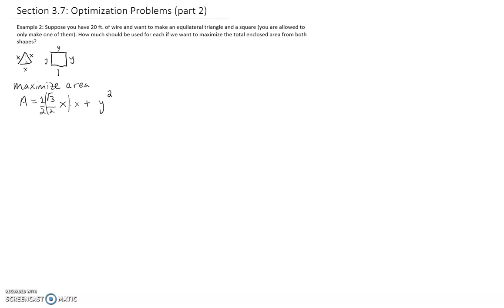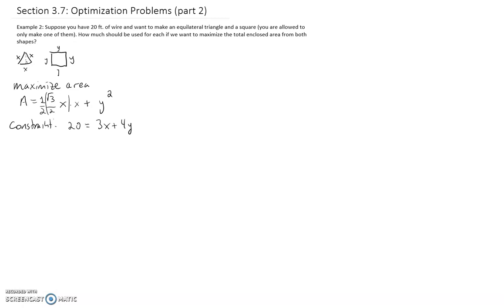Now, as we saw on the first video, we have two variables. We'd like to be able to only have one, so we introduce what our constraint would be. Our constraint equation is the fact that we only have 20 feet of wire available. So 20 feet will be able to make the shape of our triangle as well as the shape of our square. So we could make the 3 sides of our triangle as well as the 4 sides of our square.